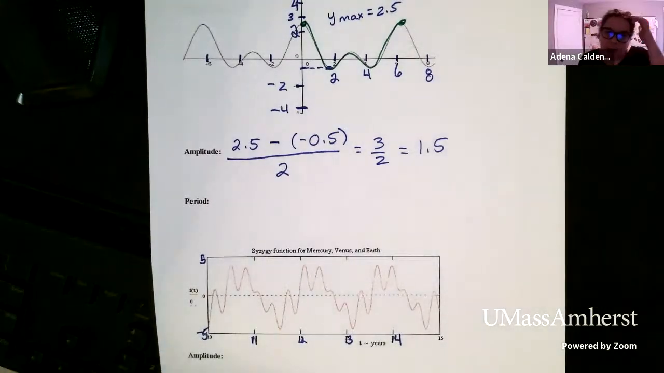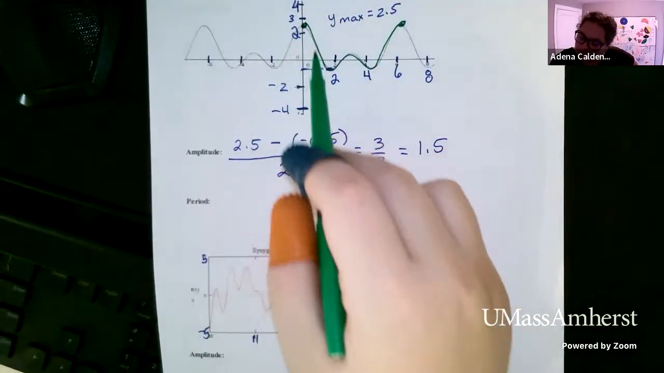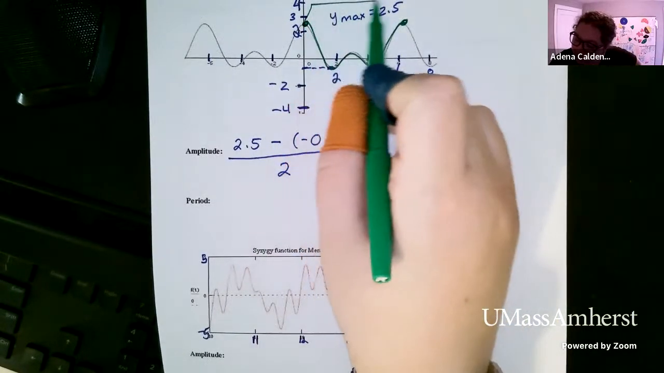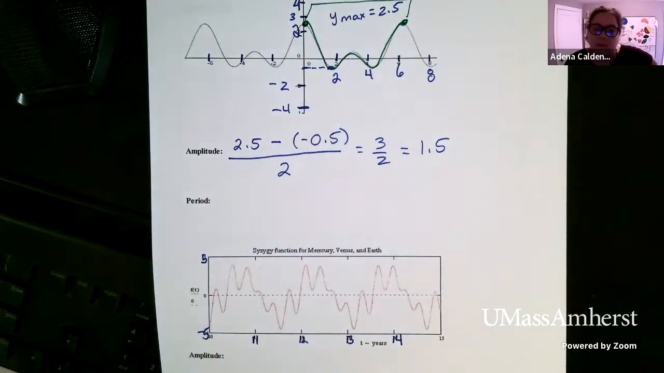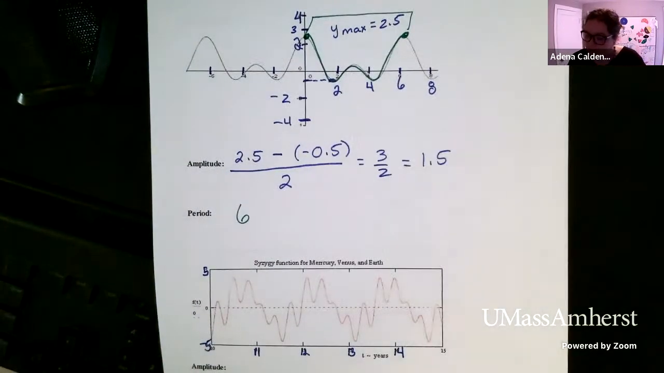Okay, so here I see that in order to go from this peak to repeat, it takes me 6 units, right? I went from 0 to 6. So that gives me a period of 6.